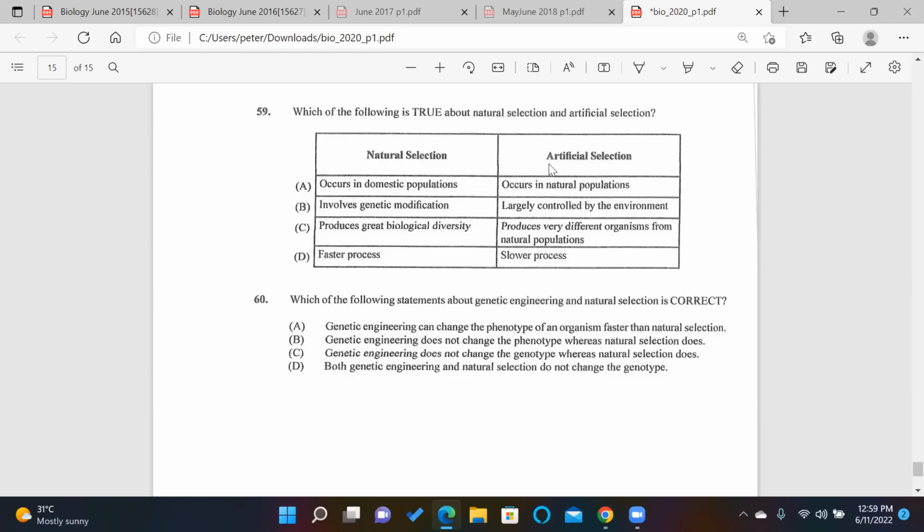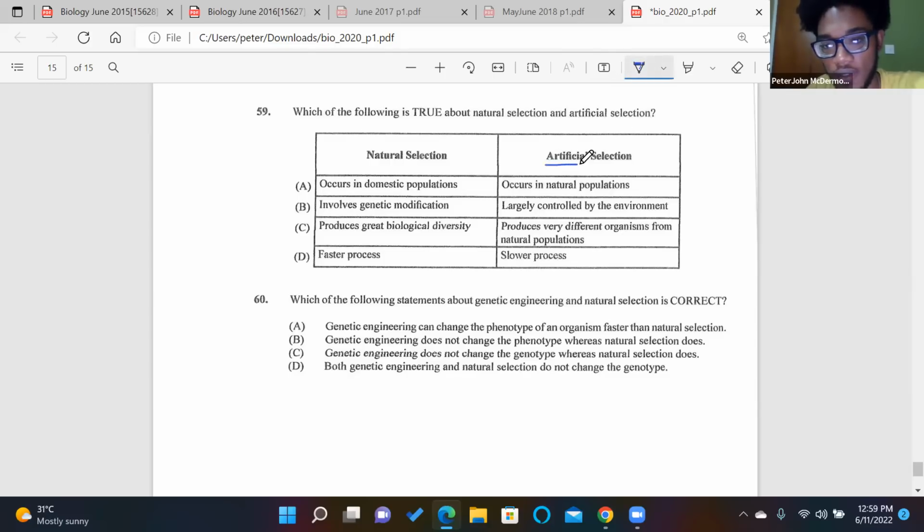Yes, sir. Artificial selection, artificial, natural. Does artificial selection occur in natural population? No, sir. They're different words. Natural selection occurs in natural populations. Artificial selection is not natural. Artificial selection, you're controlling it. So A is out. Just because of this, A is out.